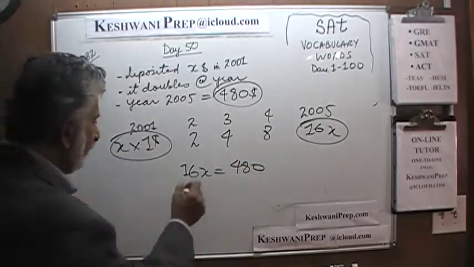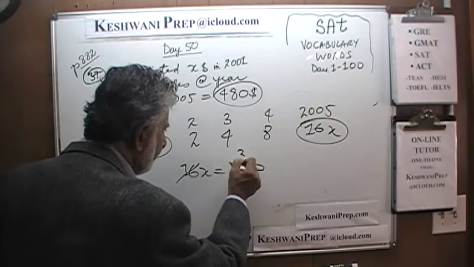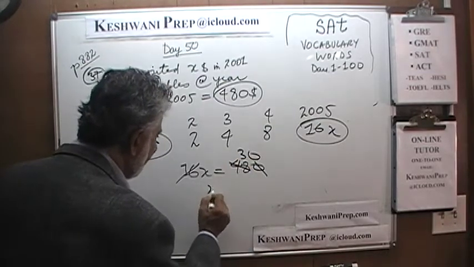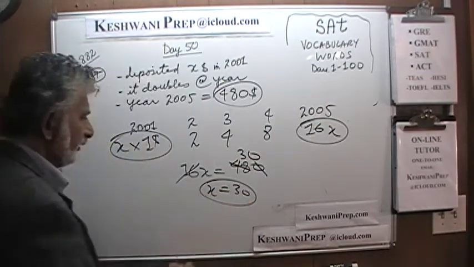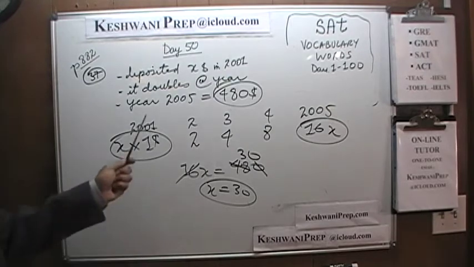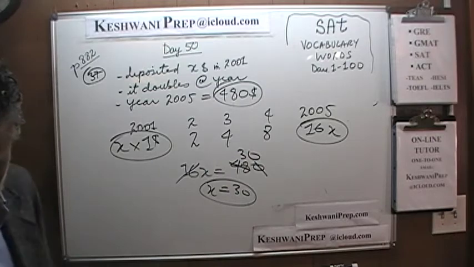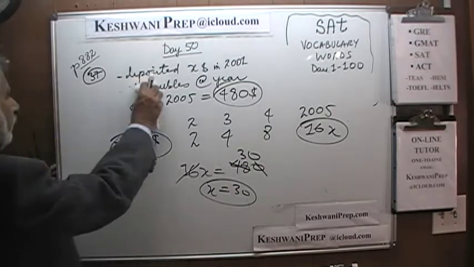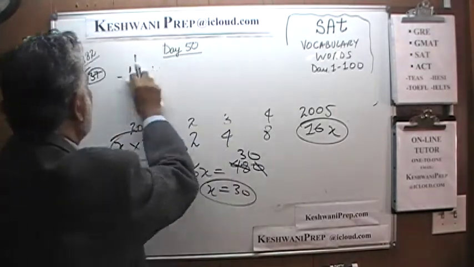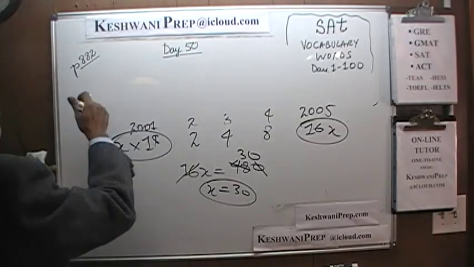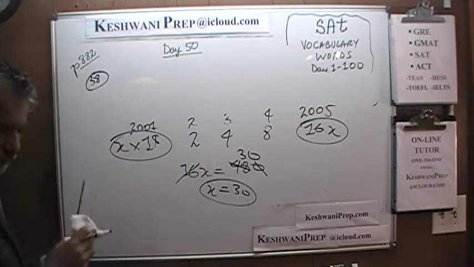Divide both sides by 16. 48 has 3, 16 and 0 has no. That means we must have started out with $30. And 30 became 60, 60 became 120, 120 became 240, and 240 became eventually 480. Number 38. The last one.